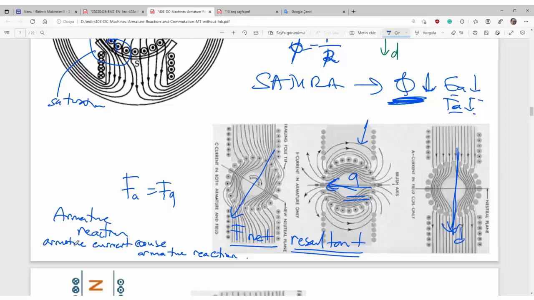It is similar to what it was in the synchronous machine, but armature reaction occurs only in the quadrature axis. There is no d-axis component, so it is much simpler than in the synchronous machine. You remember in the synchronous machine, with leading or lagging current, there was some d-axis component of the armature reaction causing more distortion.